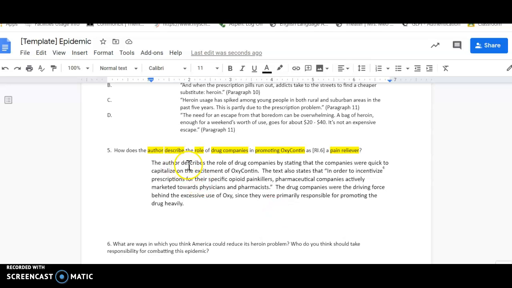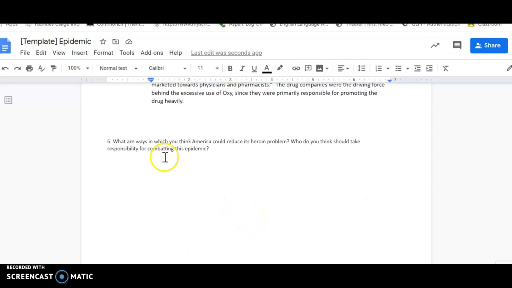So again, I have my key terms in the topic sentence. I answer the question immediately in the topic sentence. I include proof from the article, and then I have one additional sentence in my own words that also answers the question. So let's move on to number 6.